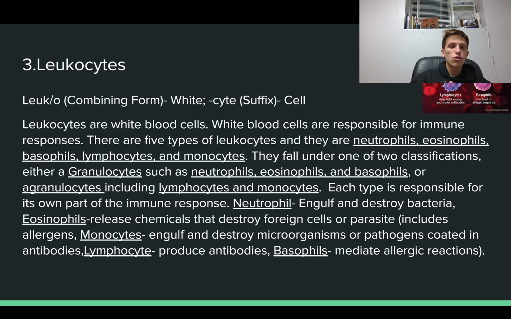As I said, each type is responsible for a different part of the immune response. Your neutrophils engulf and destroy bacteria. Eosinophils release chemicals that help destroy these bacteria. Monocytes also engulf and destroy bacteria and microorganisms. Lymphocytes produce antibodies, and basophils mediate your allergic reaction.